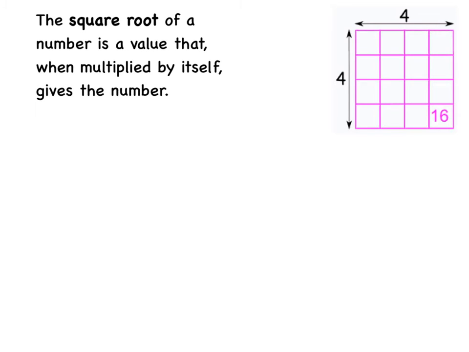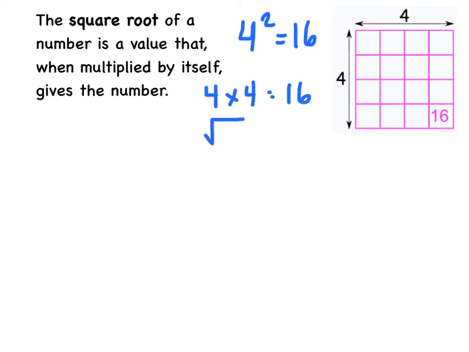16 is also a perfect square because 4 to the second power equals 16. The square root of a number is a value that when multiplied by itself gives the number. An example of this would be 4 times 4 equals 16. So the square root of 16 equals 4.